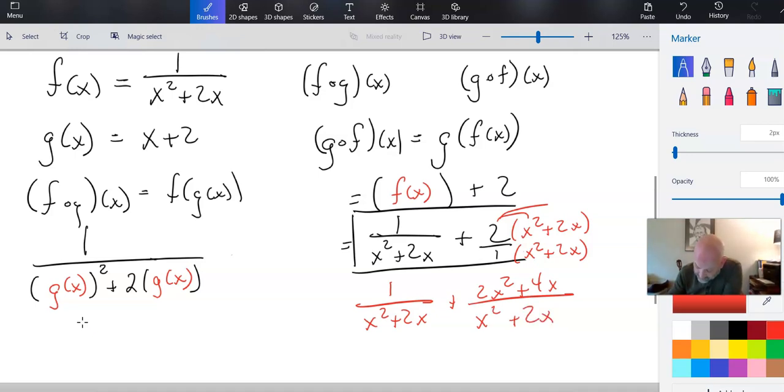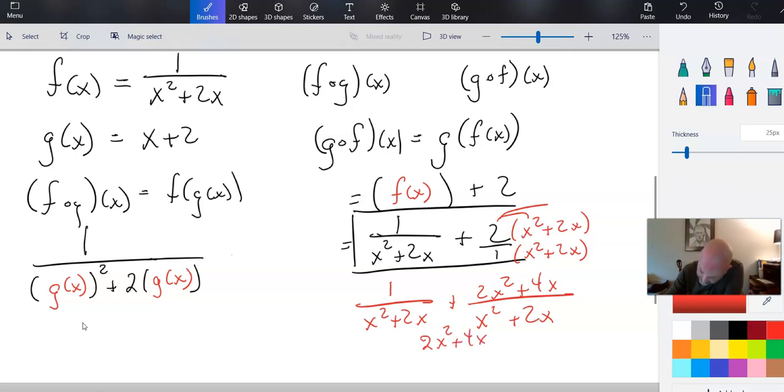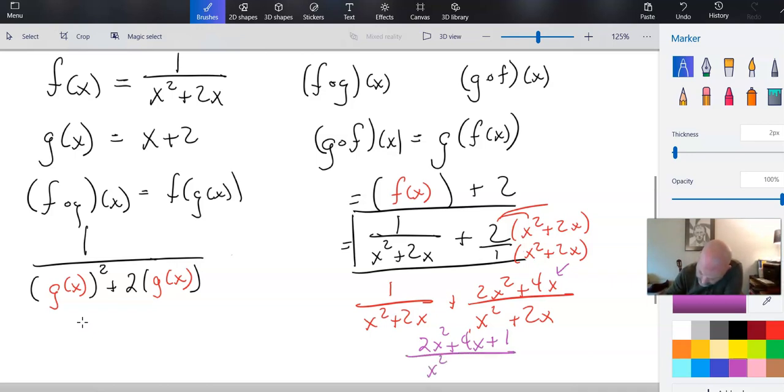Now they have a common denominator, so all I have to do is add that 1 to it. And that gives me 2x squared plus 4x. Let me switch colors so it stands out. 2x squared, that's this term, plus 4x, that's this term, and then plus 1 over x squared plus 2x. And so that's another form of the answer.